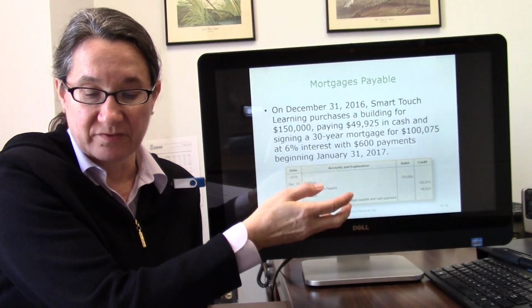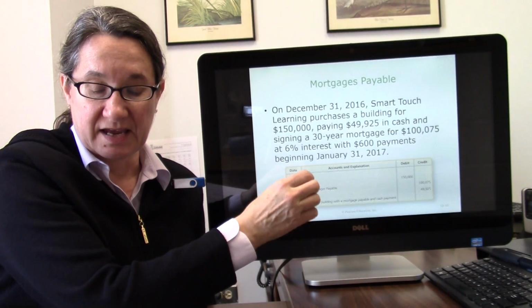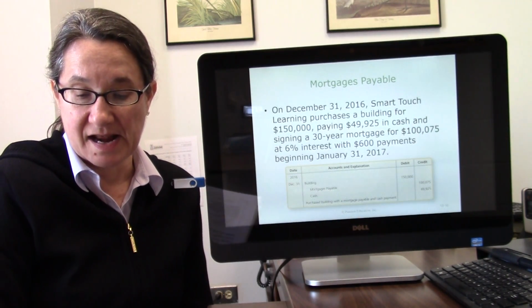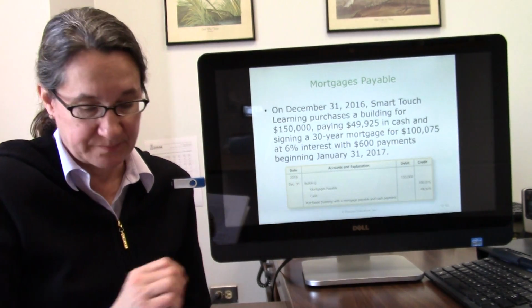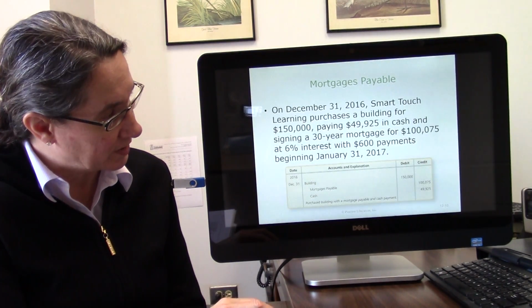So here's the journal entry for buying the building, right? You have building, $150,000, mortgage payable, $100,075, cash, $49,925. So that's the purchase, right? And there is a loan that they're going to have to start paying back, and we call it the mortgage loan.